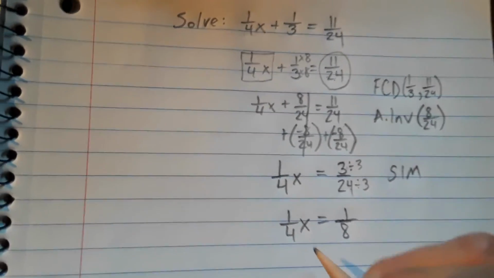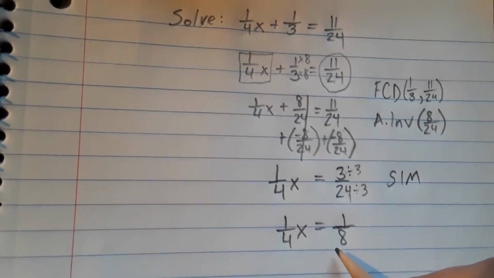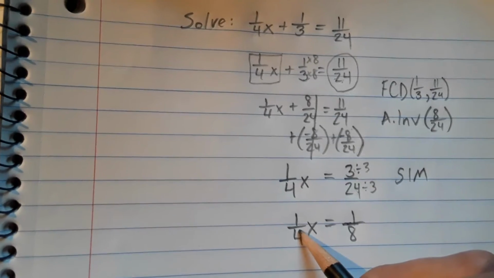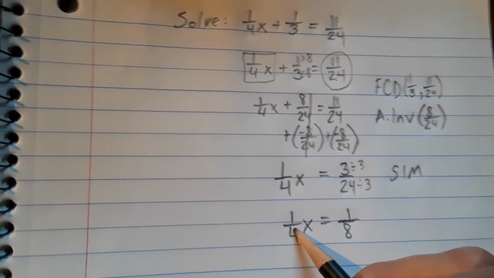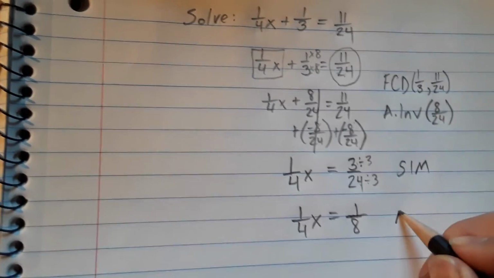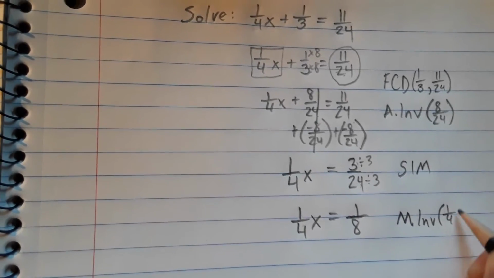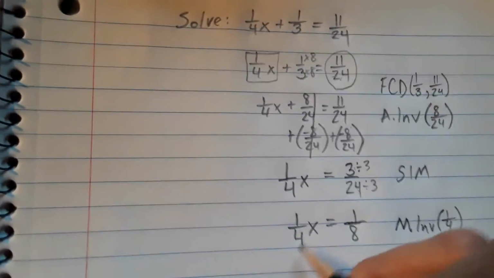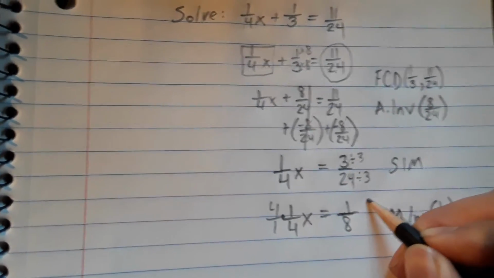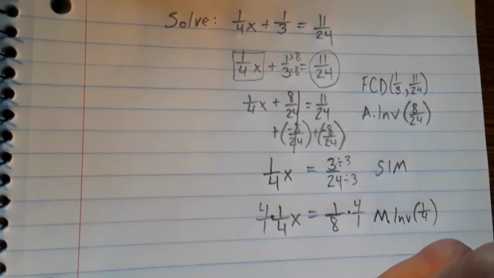So now we've got our x term here equaling a constant, but we don't just have x by itself, we have this coefficient of 1/4. So we got to get rid of that fraction as a coefficient. We're going to take the multiplicative inverse of 1/4, which of course is 4/1, and we're going to multiply that by both sides of our equation.